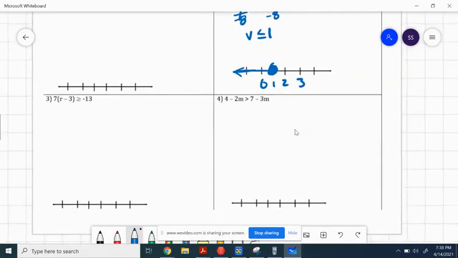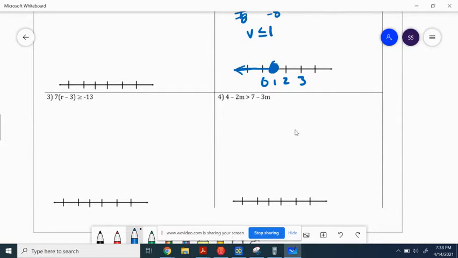All right, you guys can do number 1. You can do number 3. Just remember, we want to distribute this 7 first. That'll be 7r and then 7 times negative 3, and you can finish that one out.